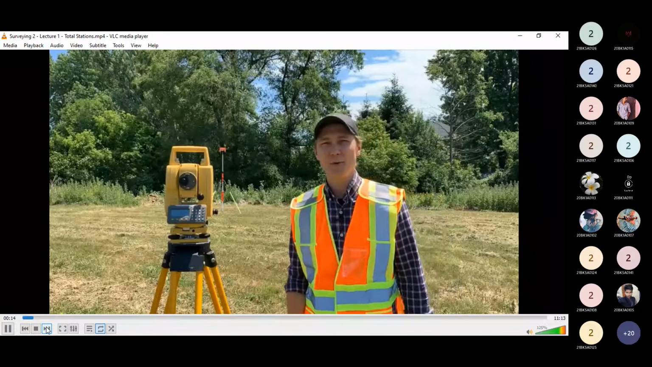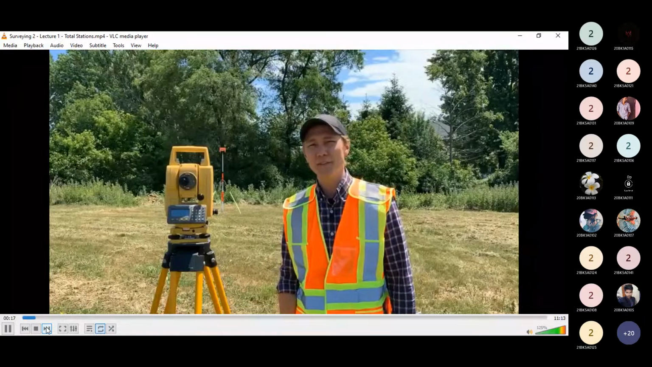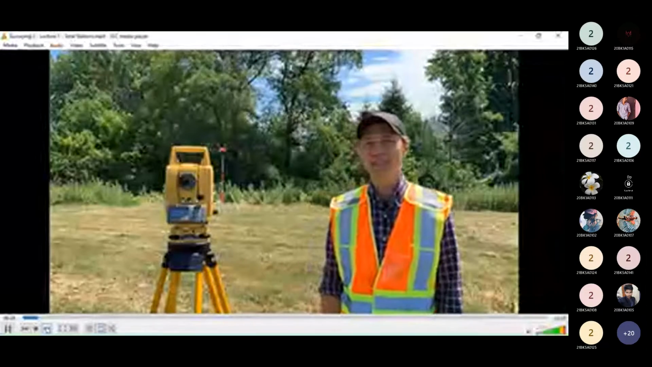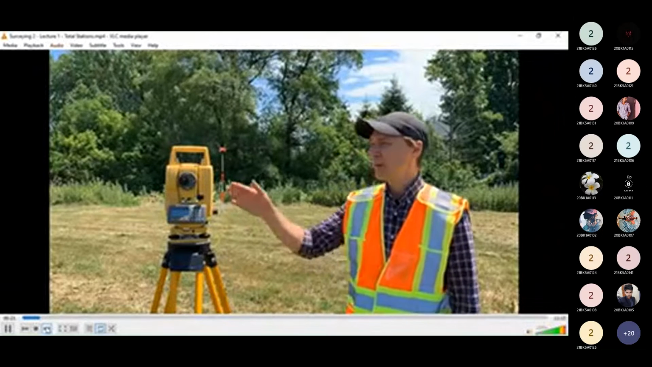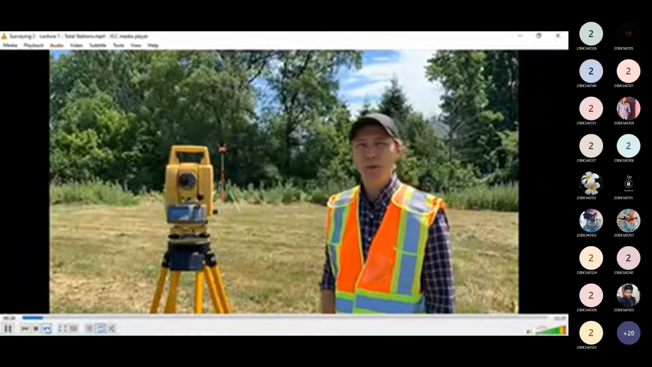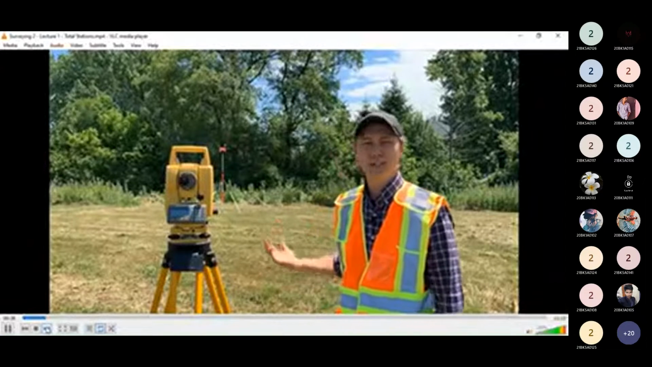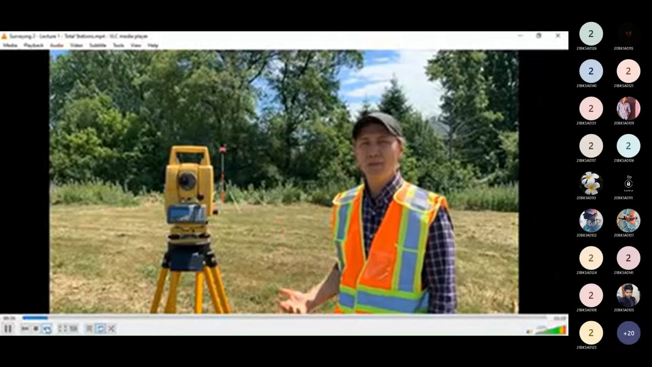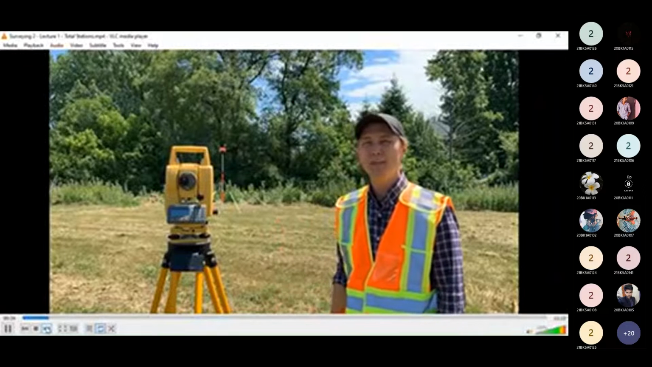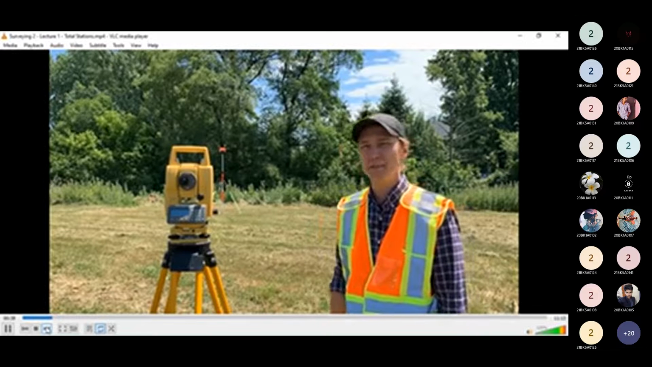This here is a total station. It's a tool that we use for surveying to take distance, angle, and elevation measurements. The total station works by measuring from our lens to a prism mounted on a pole, and using that we can determine the distance from the total station to the prism, an angle between multiple prisms, and using that information determine the elevation of the ground at the base of the prism.